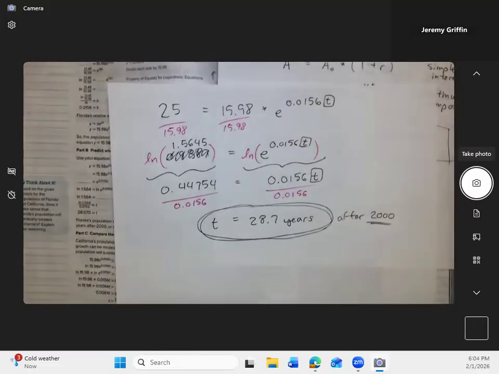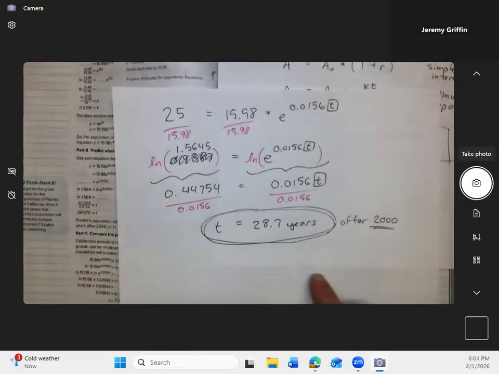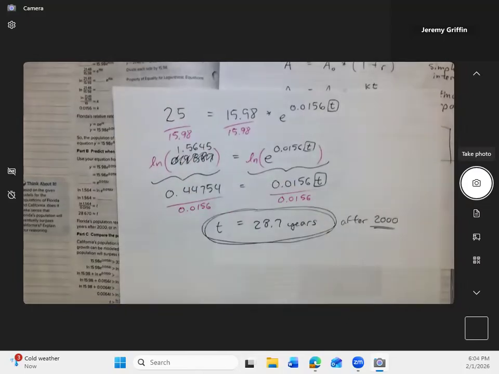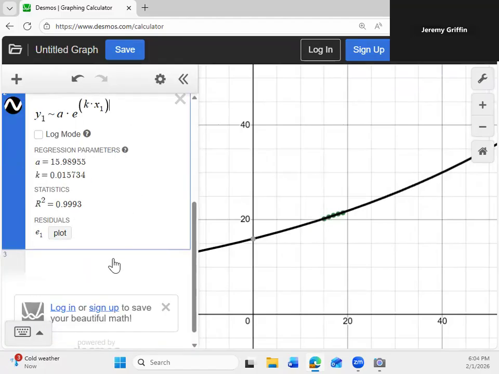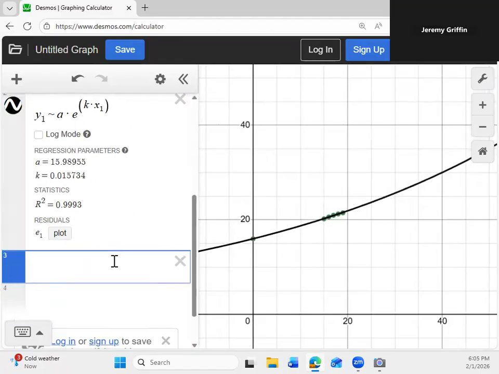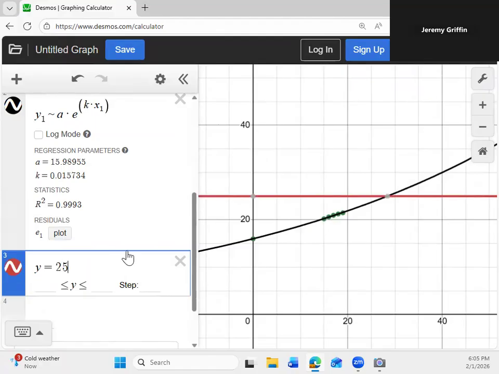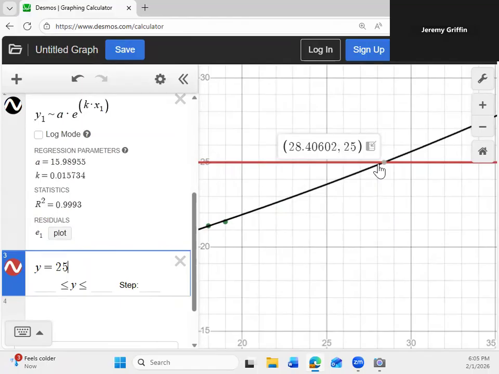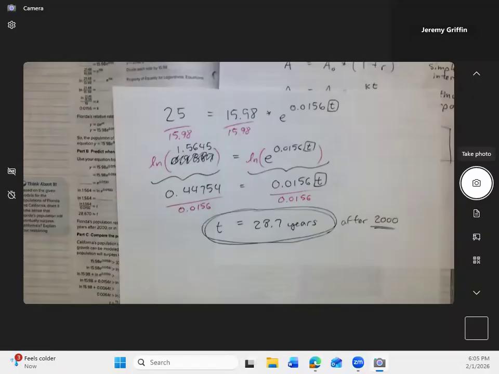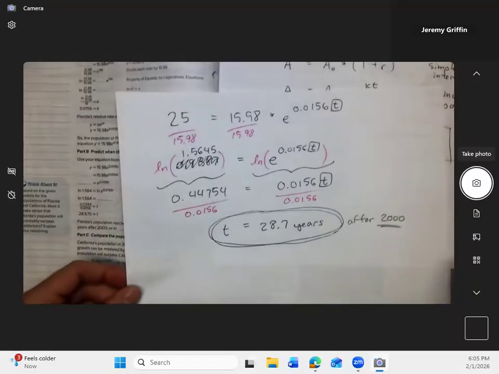Let's see what Desmos has to say about that. We're going for a population of 25 million, right? So we could have Desmos solve this too. All I have to do is go down here and say y equals 25, as in 25 million, and see where these intersect. Let's see if it gives us approximately the same answer. That should be real close. Yeah, there you go. About 28, 29 years later. So to the nearest year, it's pretty close. We solved it two slightly different ways, about the same thing.